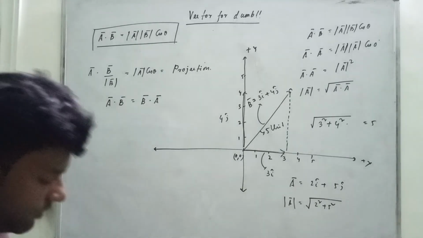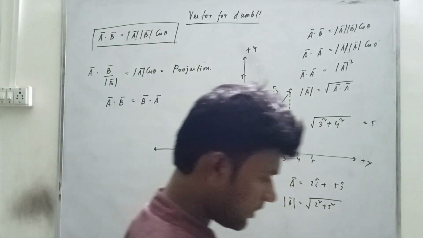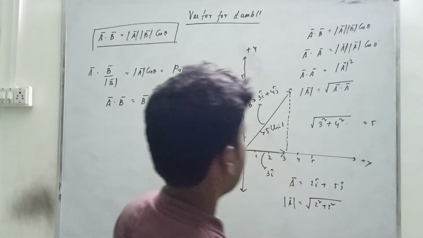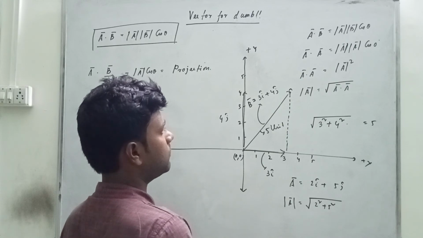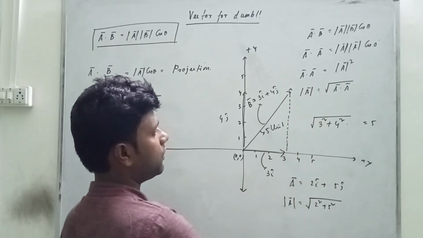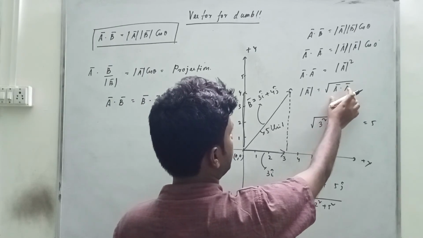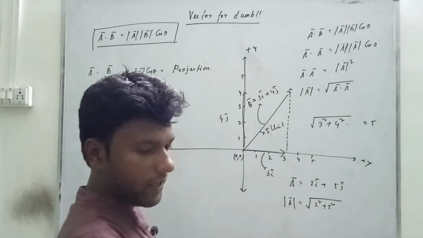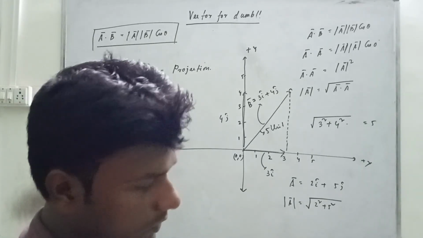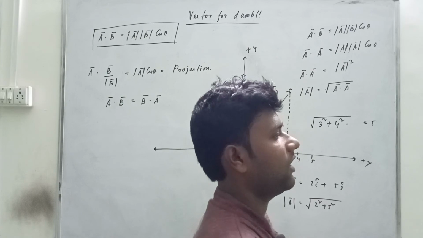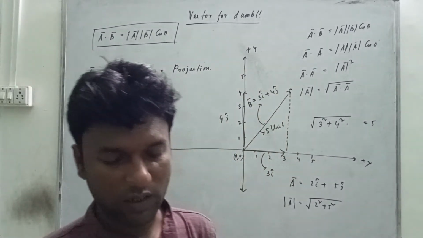Okay, so now this is the end of the class, and in the next class I will introduce how to calculate the magnitude, the relation of the dot product with the magnitude, and the components, the x components, y components, z components of a vector, and then the cross product of vectors.